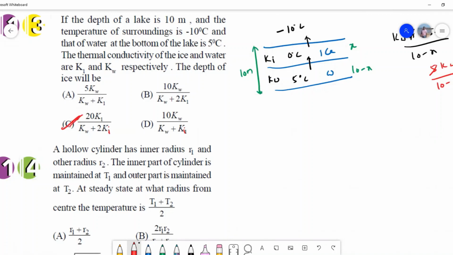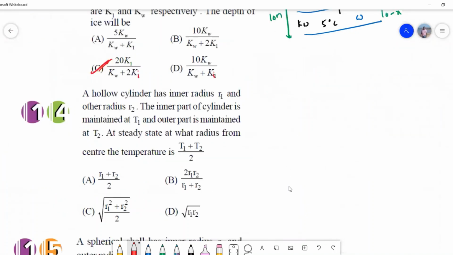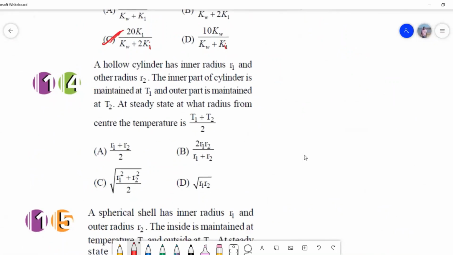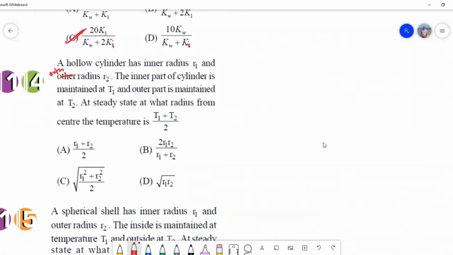So here also I equated the heat current between water to ice and ice to the surroundings. And let's see problem number 14. This problem number 14 is a very, very standard problem. A hollow cylinder has inner radius R1 and outer radius R2. The inner part of the cylinder is maintained at T1 and the outer part is maintained at T2. At steady state, at what distance from the center of the cylinder is the temperature (T1 plus T2) by 2?